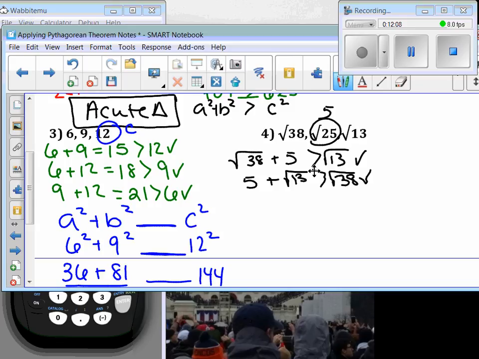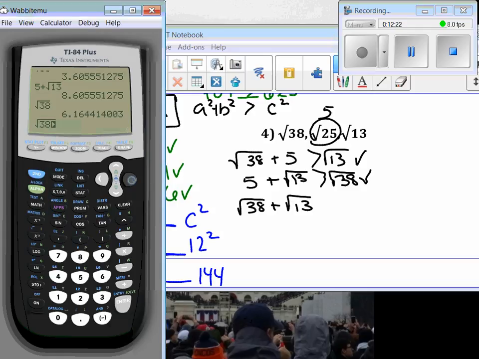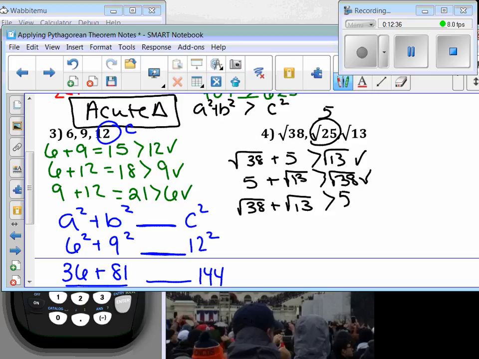And we have one more side to check out. We have the square root of 38 plus the square root of 13. That needs to be greater than 5 for this to be a triangle. So go ahead and put in the square root of 38 plus the square root of 13. And that comes out to be approximately 9.77. So that is greater than our third side of 5. So this is going to form a triangle. So we can go on to step 2.